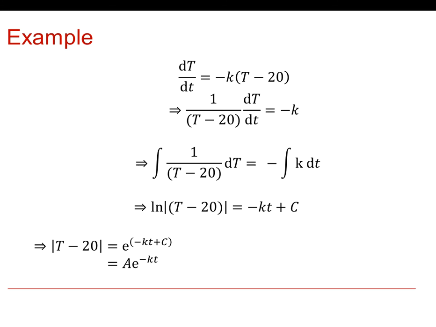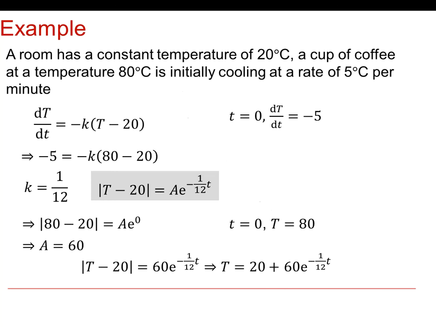Brief reminder: we used the separation of variables, and then we've used the conditions we were given to work out the k value and then the A value.